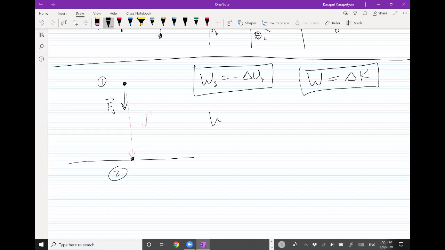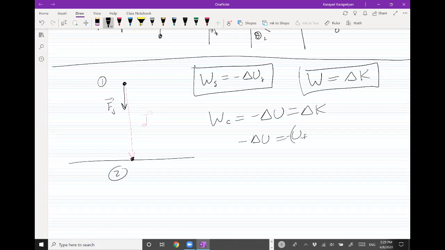That means the work done by a conservative force equals negative delta U. But at exactly the same time, this also equals delta K, because the work done by any type of force also equals delta K. Well, what I have then is this: delta U, remember, this is negative.